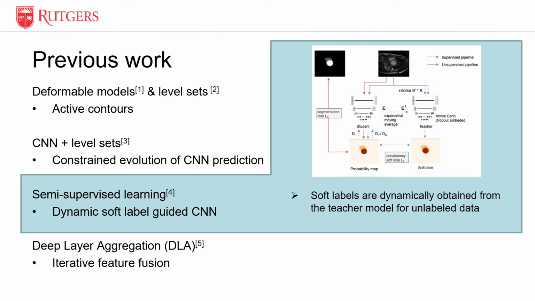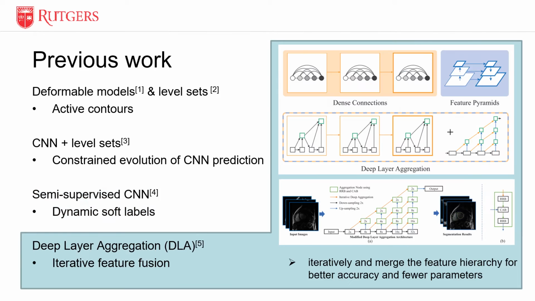Instead, Qi et al. sought to inject semi-supervised learning into CNN optimization using dynamic sublabels from the teacher model for unlabeled training data. More recently, a network based on deep layer aggregation has been proposed to merge features from shallow layers to deep layers iteratively, to better fuse information across layers.